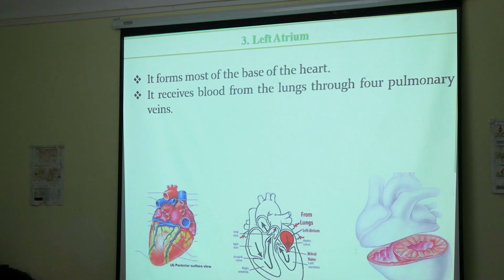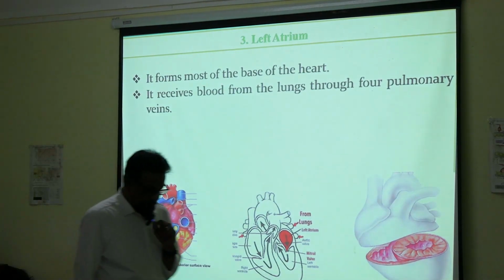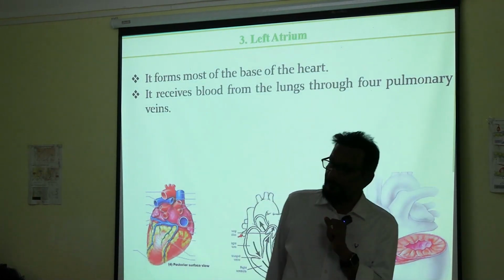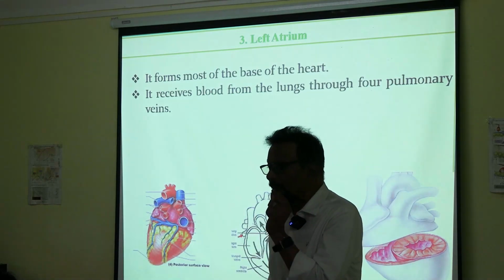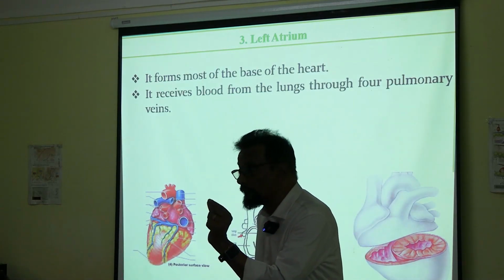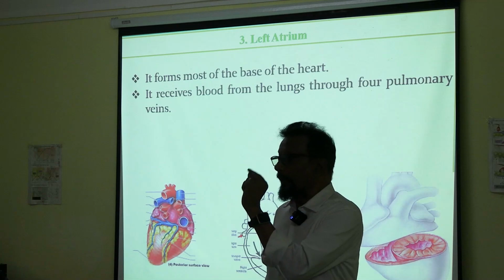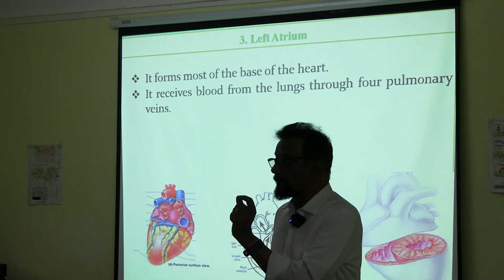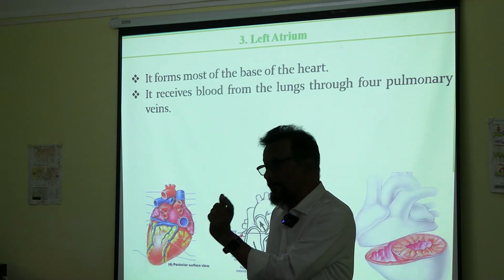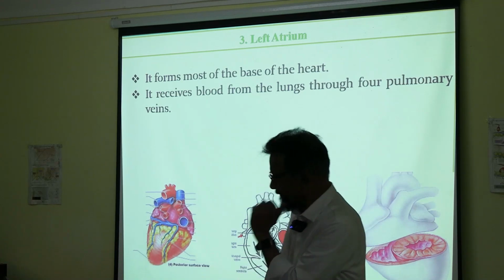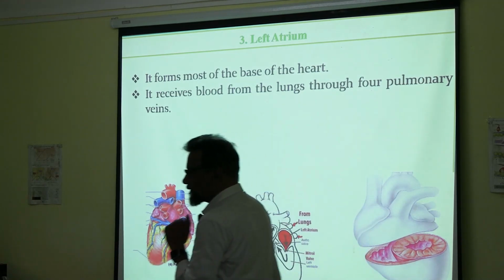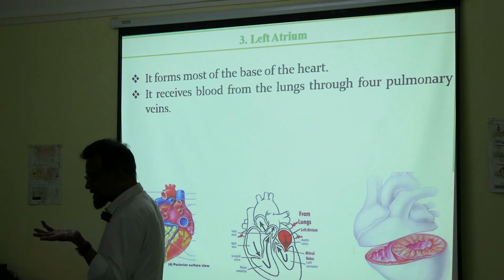Acha. Apex of the heart. Cone shaped, the apex of the heart. Is it the part of the right ventricle or left ventricle? Good. Base of the heart?